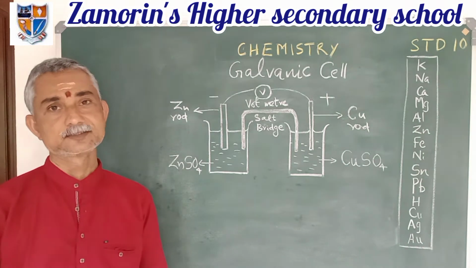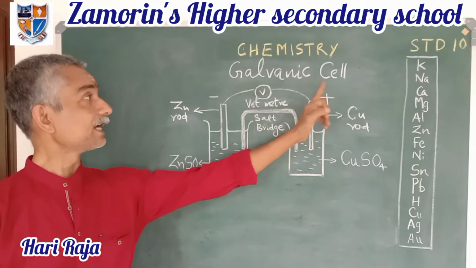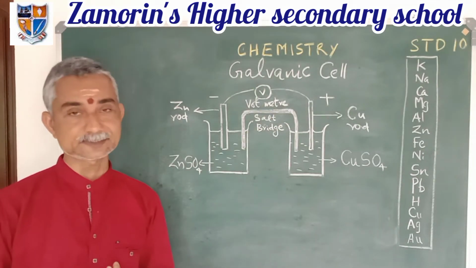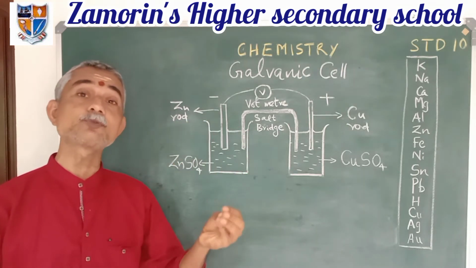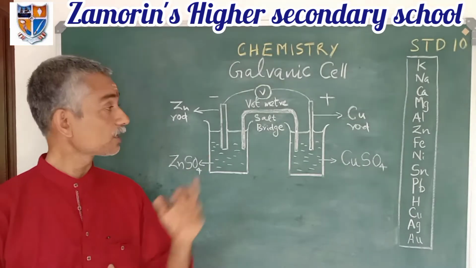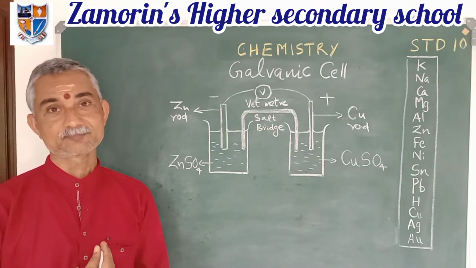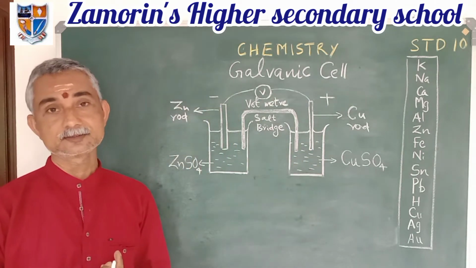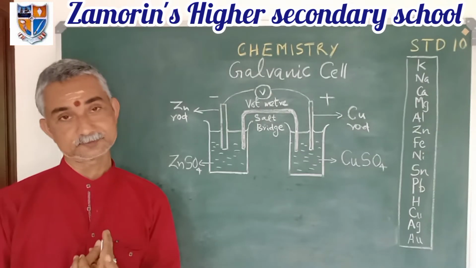Dear students, now we are discussing a new term, galvanic cell. What is a galvanic cell? It is a device which is used to produce electricity by chemical change. That is called a galvanic cell.